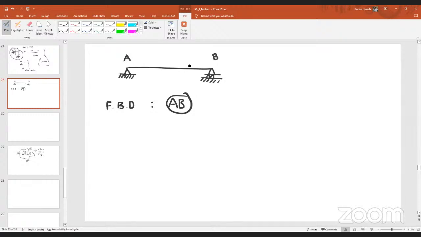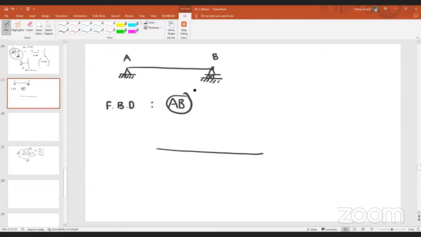If I'm talking about the beam AB, at how many points is it in contact? In this case specifically, at A it is connected with a hinge support. At B, it is in contact with a roller support. So first of all, I will remove those supports and I will draw the beam as it is. So the first step is that for whatever part you want to draw the free body diagram, remove it or untie it from all possible contacts it has. In this case, at A it has a hinge support, at B it has the roller support.